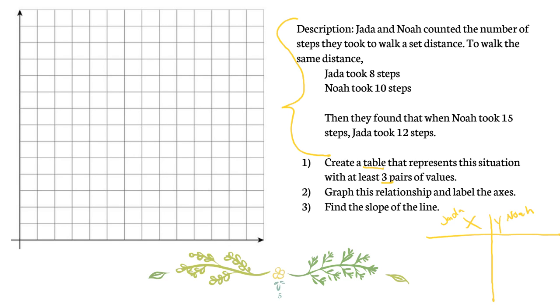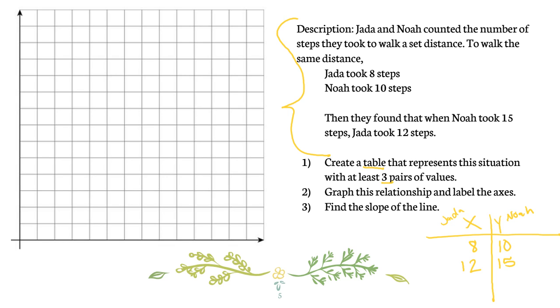So it tells us that whenever Jada took 8 steps, Noah took 10 steps. And then whenever Noah took 15 steps, Jada only took 12 steps. Now, this gives us 2 pairs of values. What would a third value be? How could I figure out what a third value would be?